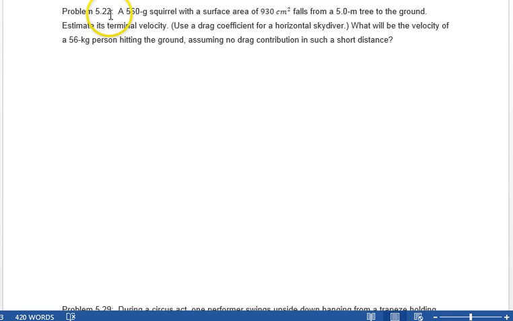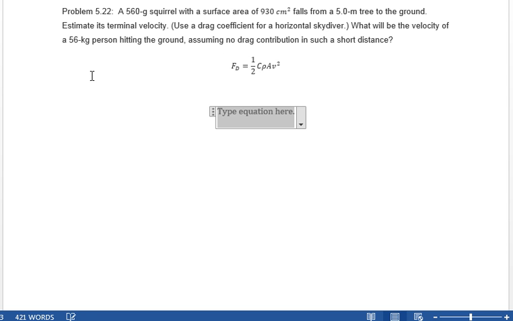All right, Chapter 5, Problem 22. We have a 0.56 kilogram squirrel with a surface area of 930 square centimeters that falls from a 5-meter tree to the ground. Estimate its terminal velocity. So clearly we need to calculate the drag force, which is 1/2 the drag coefficient times the density of the fluid, which is air, times the area times the velocity squared. All right, so what do we know?